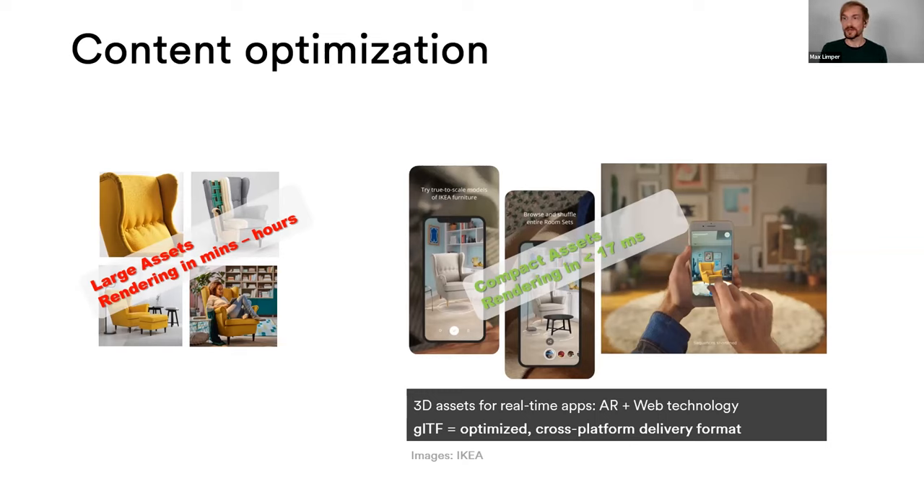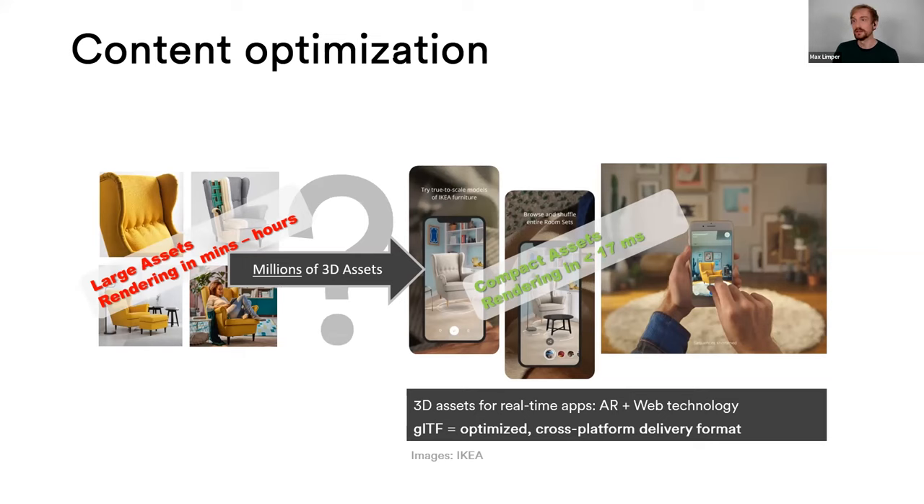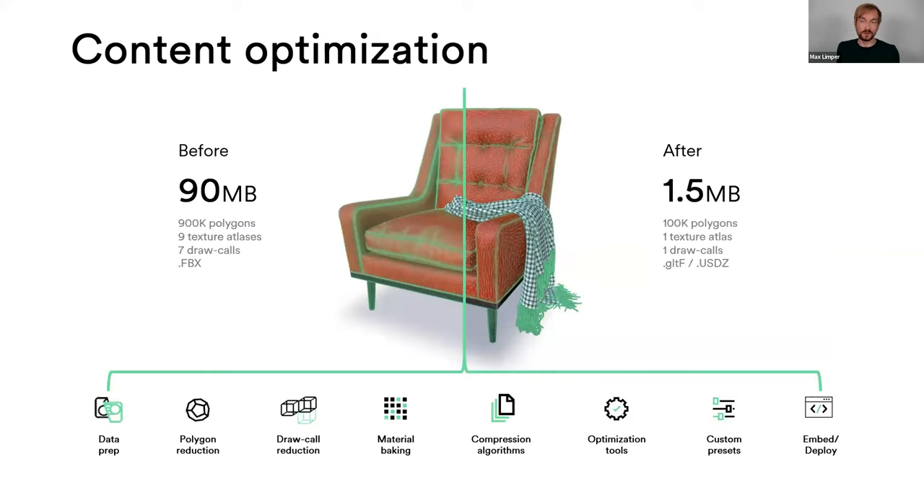And rather than 500 megabytes, it should be maybe 5 megabytes maximum or so. So this is another problem, and again, this needs to be done for millions of assets out there. So what you do there is basically a combination of typical tools that artists would use to crunch this asset down. So reducing polygons, reducing draw calls, baking down the materials, applying compression such as Basis compression for textures or Draco for the geometry.